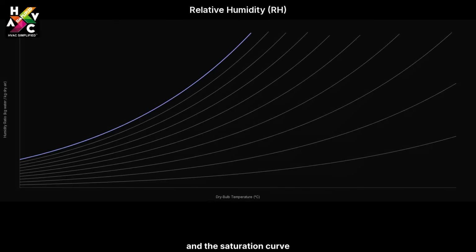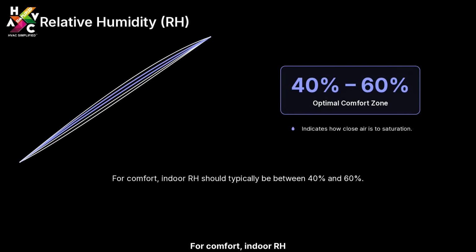The curved lines between the dry air line and the saturation curve show relative humidity, from 10% up to 100%. RH tells us how close the air is to being saturated. For comfort, indoor RH should typically be between 40% and 60%.